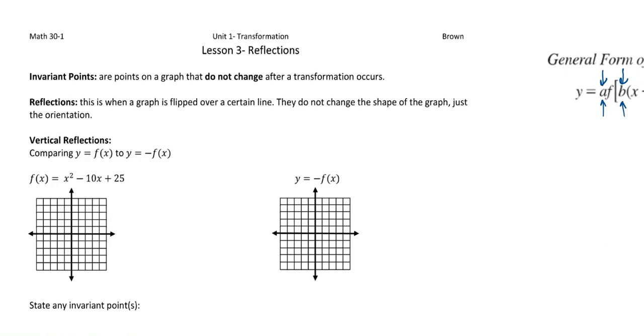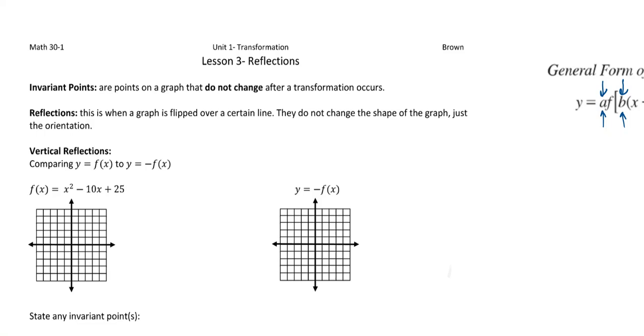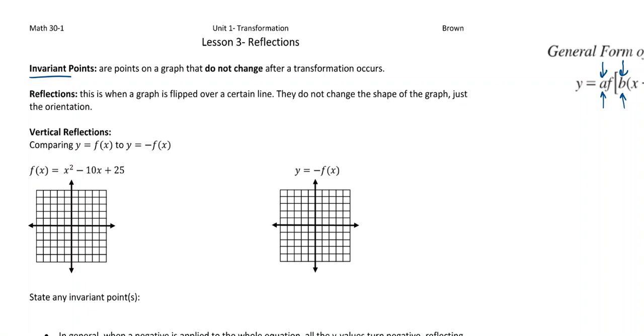So first off, definition. An invariant point is a point that does not change after the transformation occurs. I'll show you guys some examples of that in a second. Reflections, you guys have been doing that for a long time in previous years, right? Where you have a shape and you reflect it over the x-axis or you reflect it over the y-axis. So that's what we're doing now, okay?